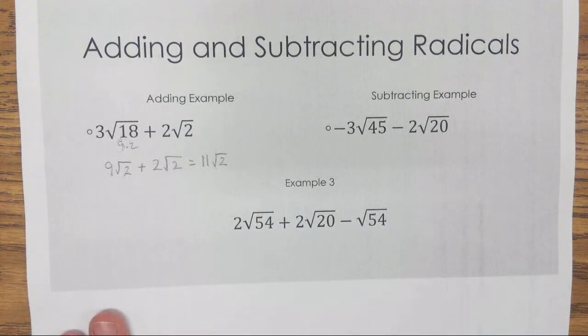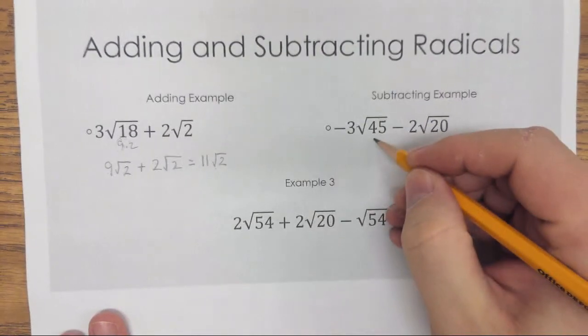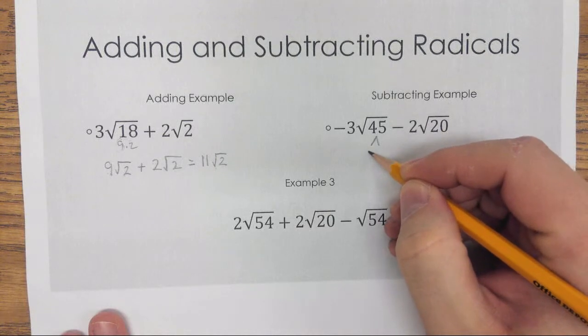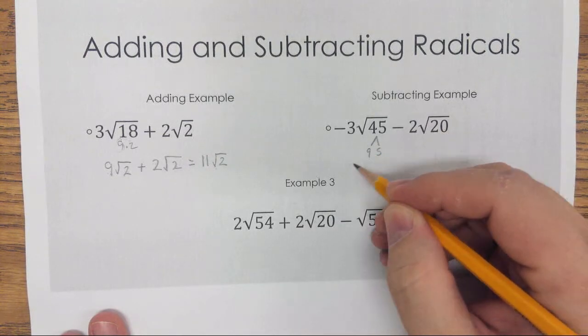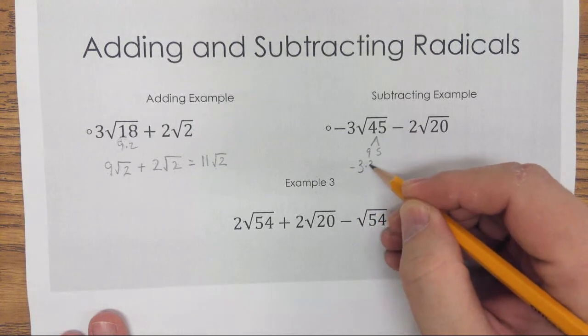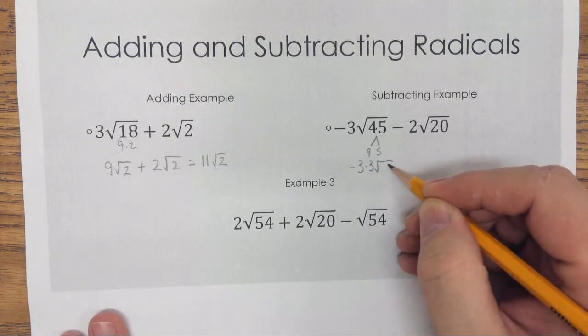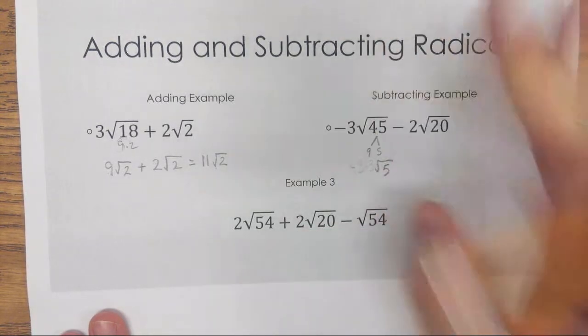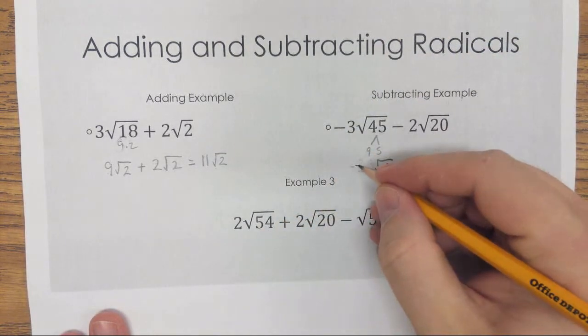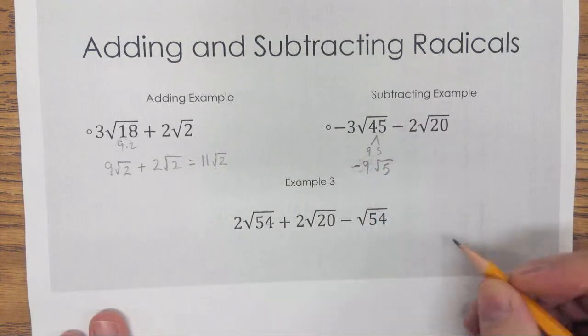Alright, let's look at one with subtraction in it. 45 goes into 9 and 5. 9 is a perfect square, so I get negative 3 times 3 radical 5. And negative 3 times 3, let's just make that negative 9.